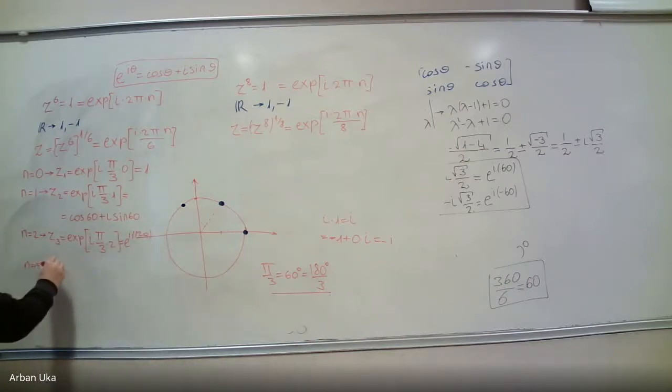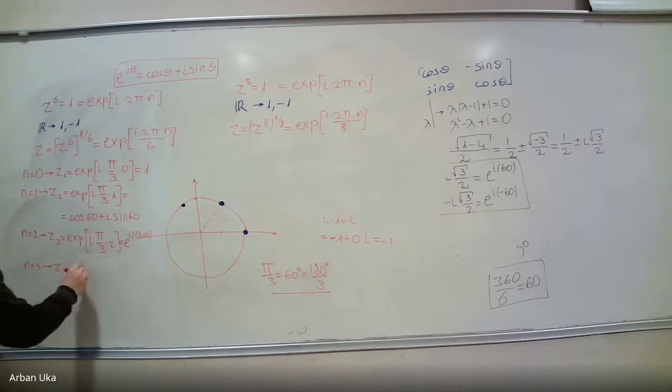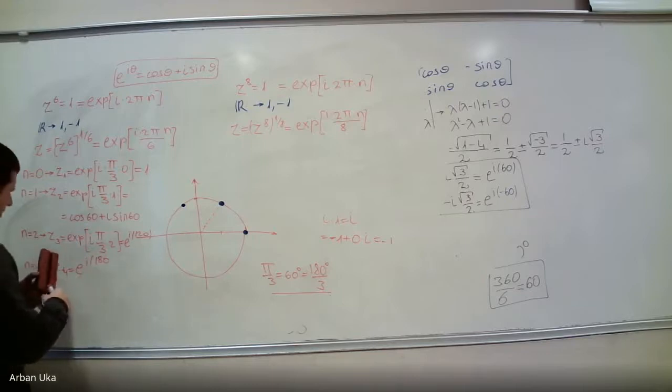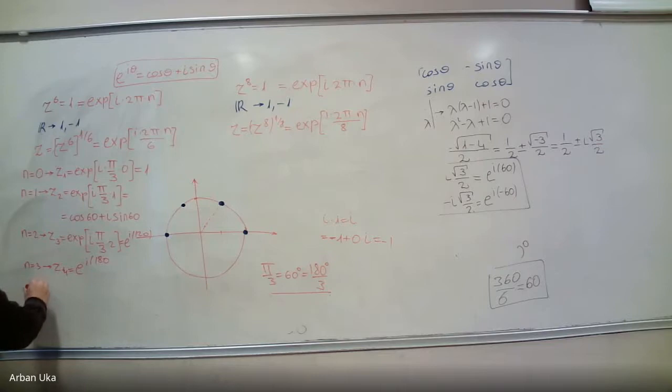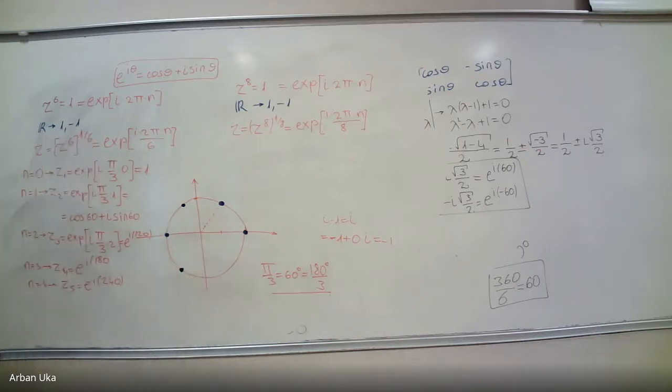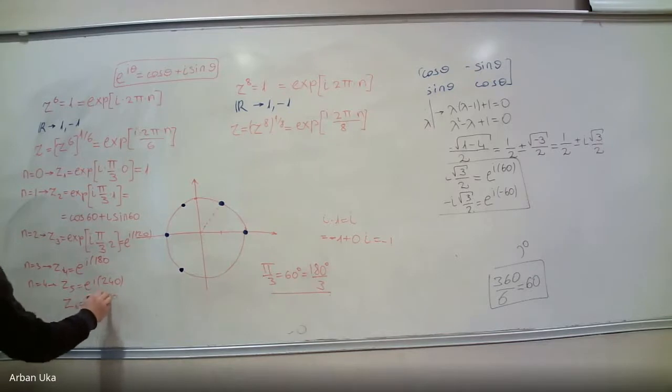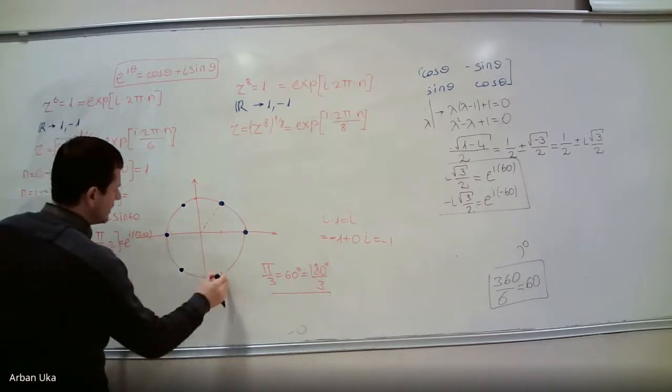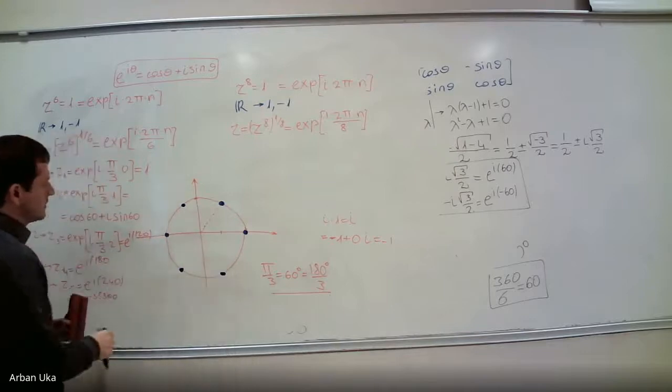For n equal to 3, we get Z4 is equal to e to the i times 180. So we get this value. This is also another root. For n equal to 4, we get Z5, e to the power i times another 60, we get 240. The angle 240 is somewhere here. Then we get Z6, it's e to the power i times 300. 300 is 30 degrees after the 270.